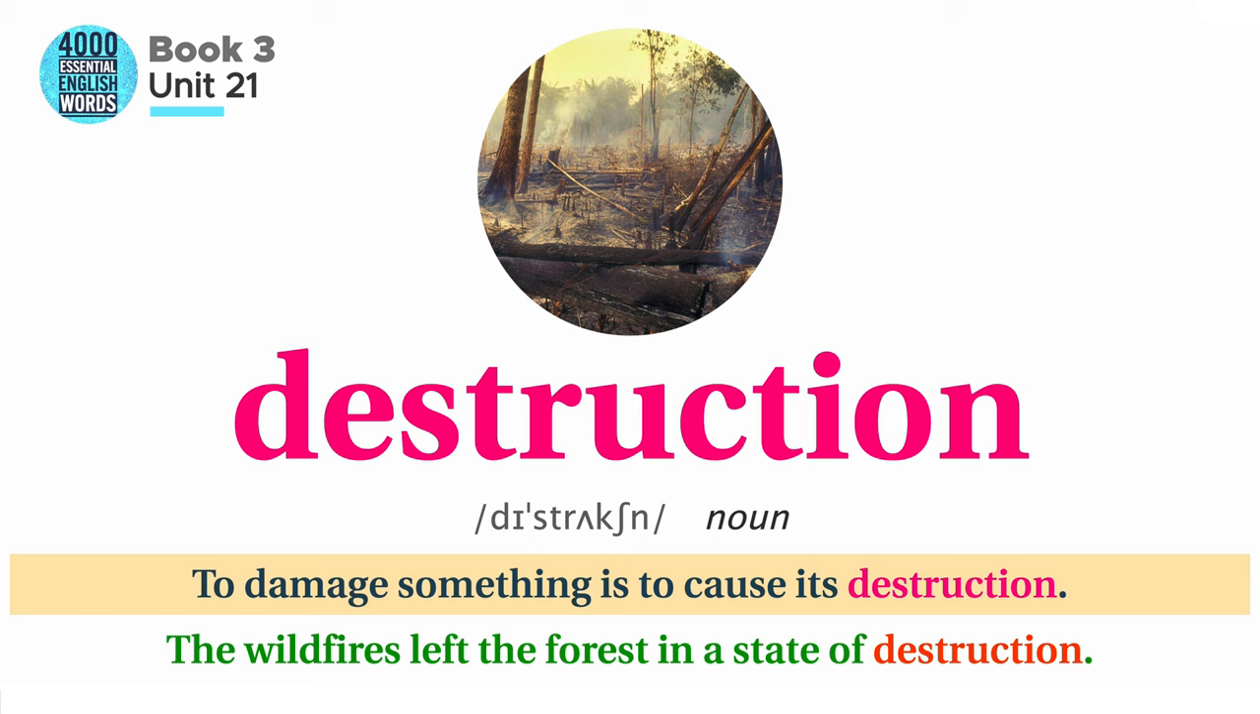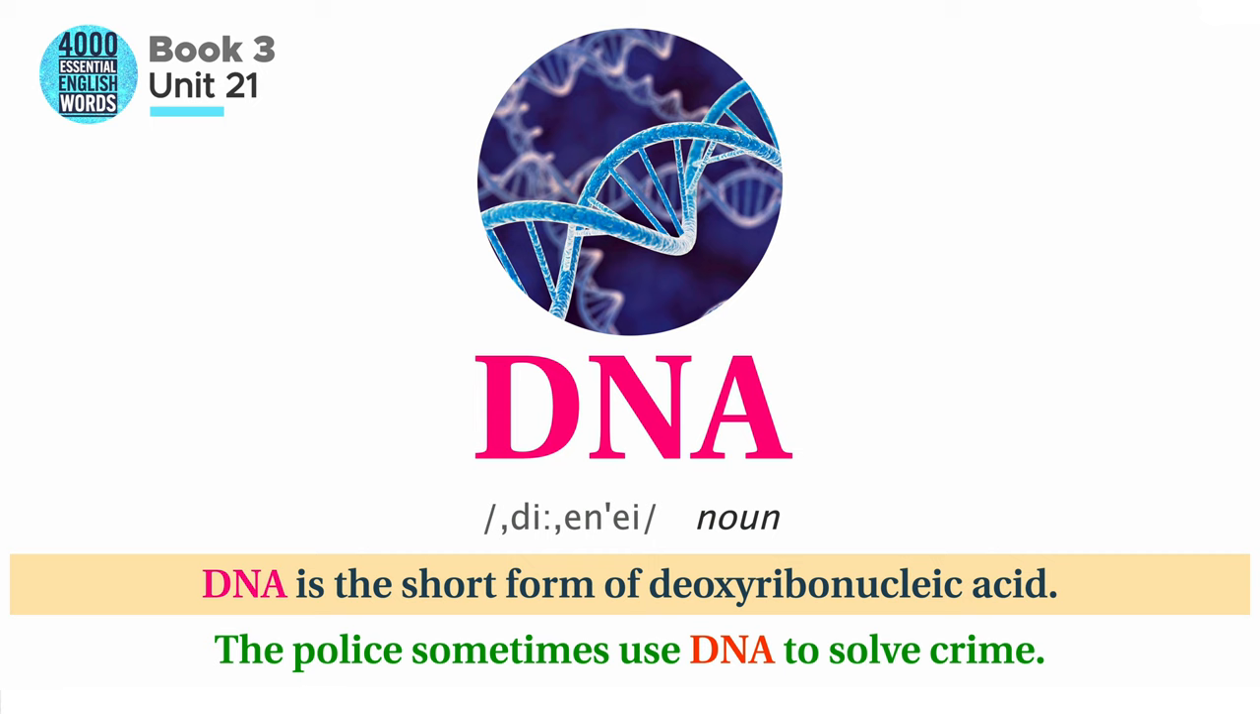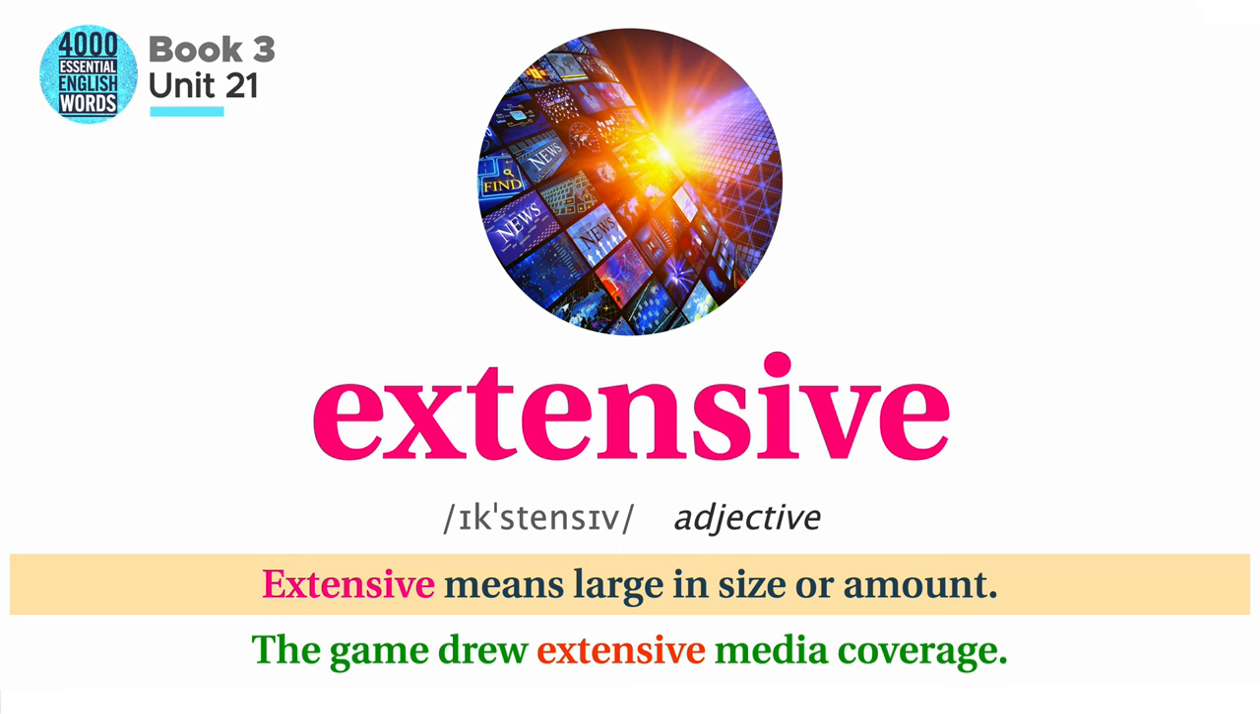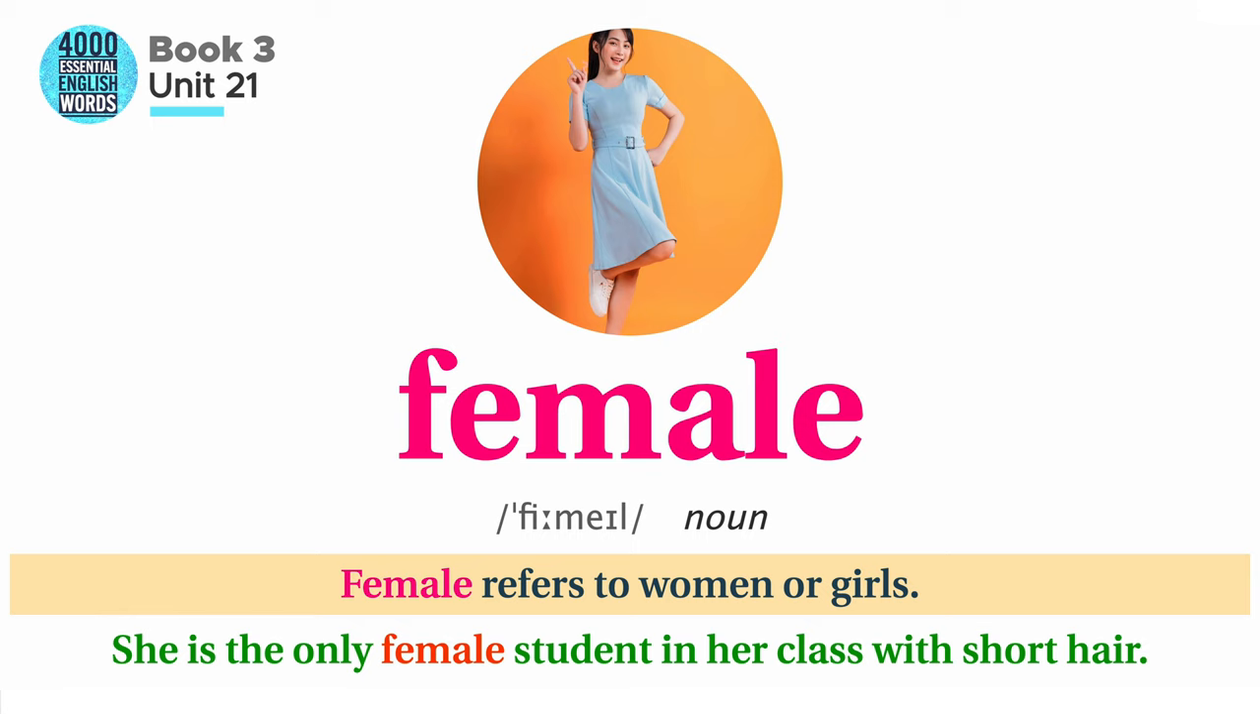DNA. DNA is the short form of deoxyribonucleic acid. The police sometimes use DNA to solve crime. Extensive. Extensive means large in size or amount. The game drew extensive media coverage. Female. Female refers to women or girls. She is the only female student in her class with short hair.